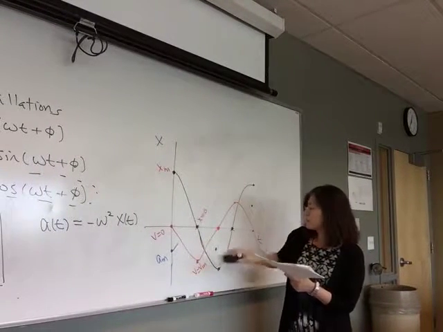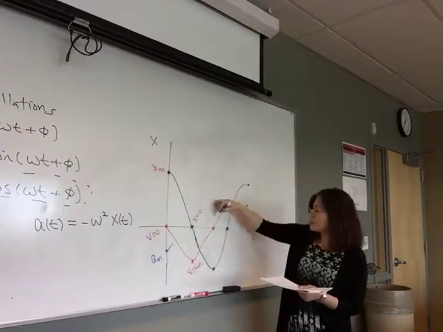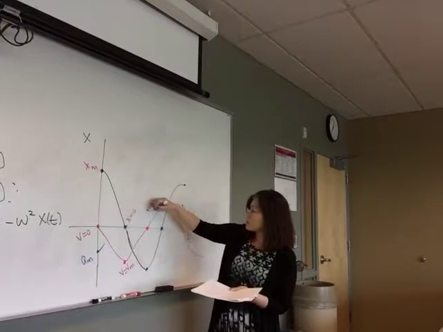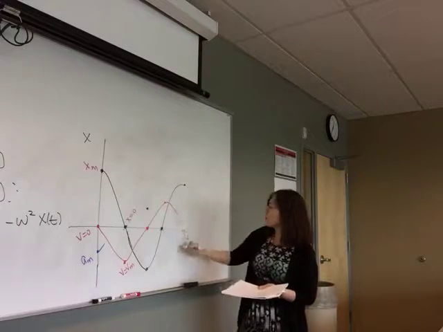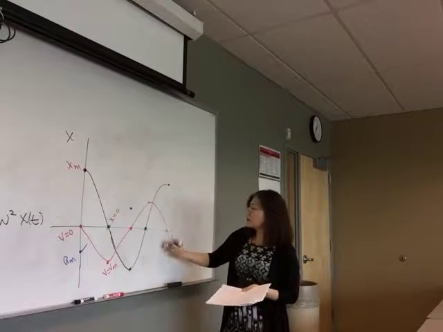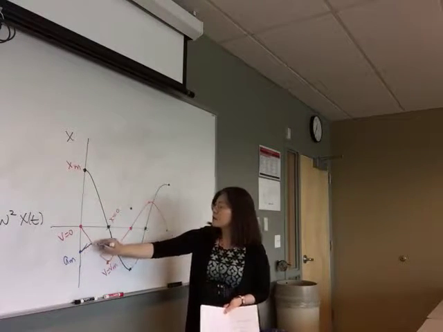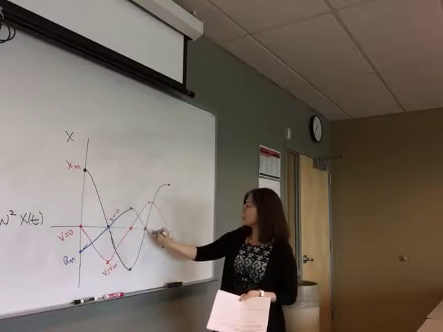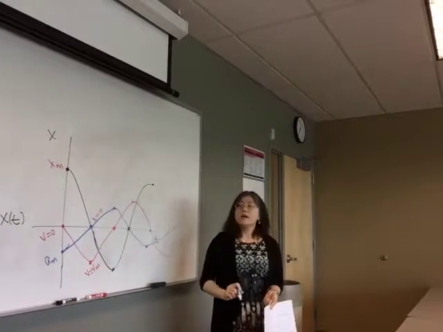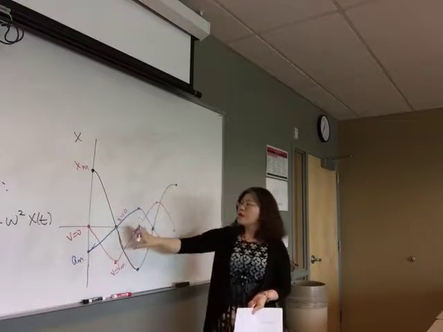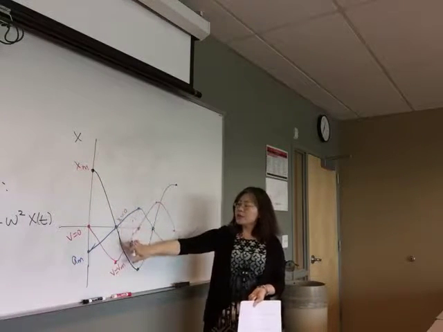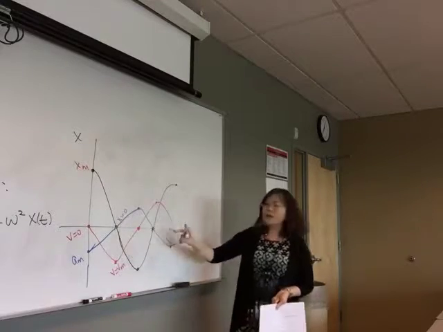So when this is negative, this should be positive. Sorry, positive, so let's say somewhere here. It's positive, and that should be negative. So you'll have a graph that looks like this for the acceleration. Okay? Maximum amplitude, maximum acceleration, zero displacement, zero acceleration, and so forth.